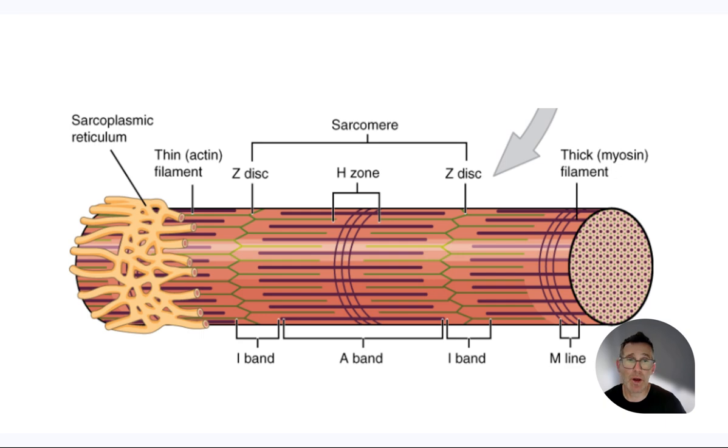The myofibril, beg your pardon, is covered with a sarcoplasmic reticulum. And when the center of the myocyte is innervated by the nerve, the sarcoplasmic reticulum here releases calcium into this myofibril, and that allows the guardrails to come off the thin actin filaments.